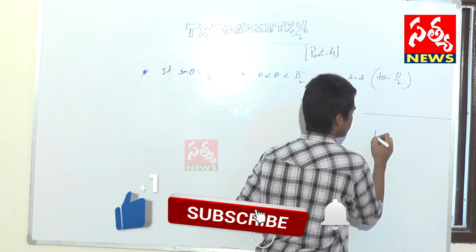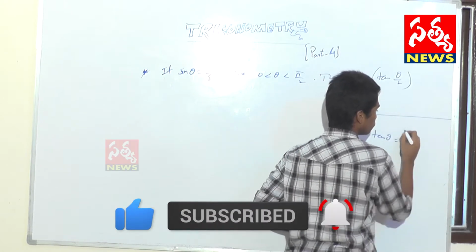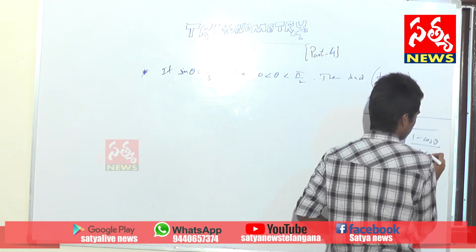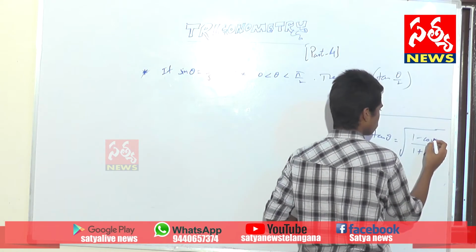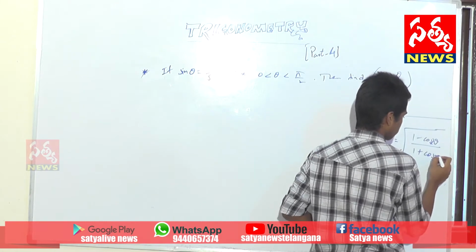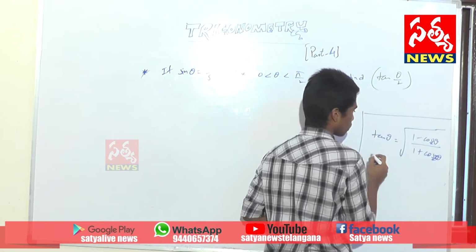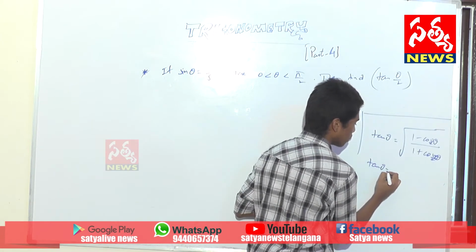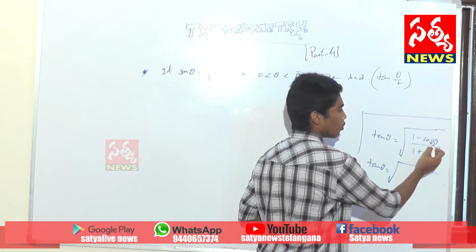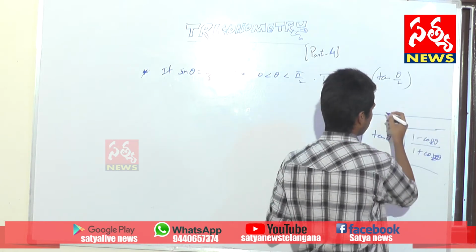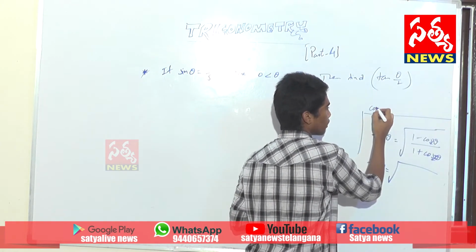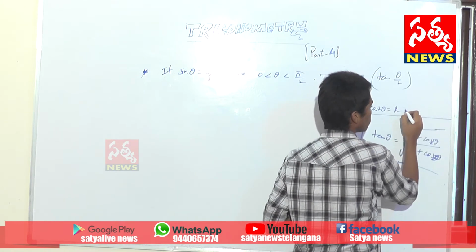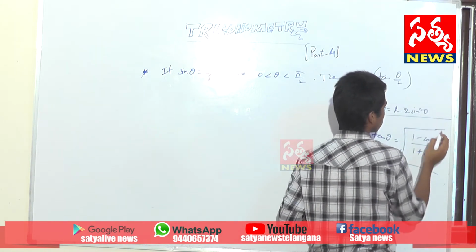I'll say the formula for it. Tan theta is equal to under root 1 minus cos 2 theta by 1 plus cos 2 theta. Here we can also derive it. How did we get this? What is the formula of cos 2 theta? In terms of sin, it is 1 minus 2 sin square theta, right?